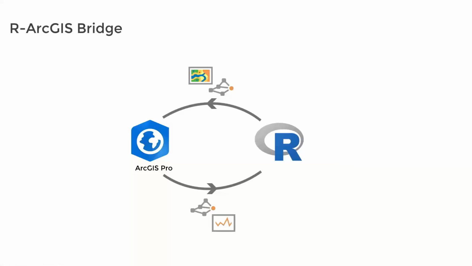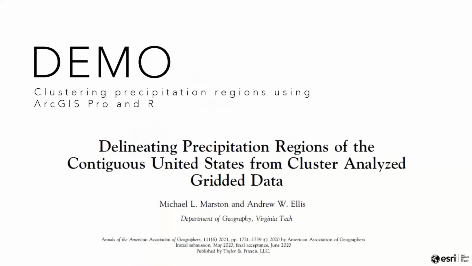We also see many scientists that work with our software use ArcGIS and R together for their work. They draw on thousands of packages for doing things like data wrangling and analytics. There are a lot of different clustering packages available in R as well. Now, with Esri's ArcGIS Bridge product, scientists can bring together these rich data science and analytics capabilities of R and mash them up with the powerful mapping, visualization, and spatial analytics of ArcGIS. So in our first demo today, we're going to be looking at clustering precipitation regions using both ArcGIS Pro and R. The workflow is based on a recent paper that was published, and the goal of this paper is to delineate homogeneous precipitation regions in the US based on historical precipitation characteristics.